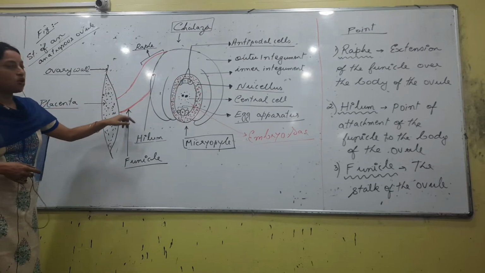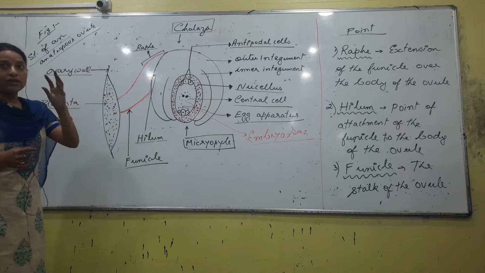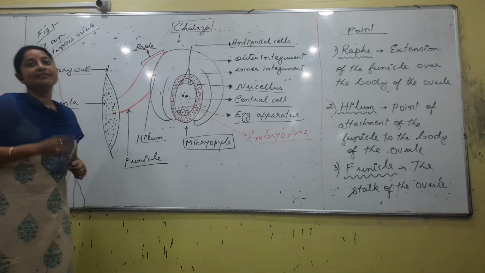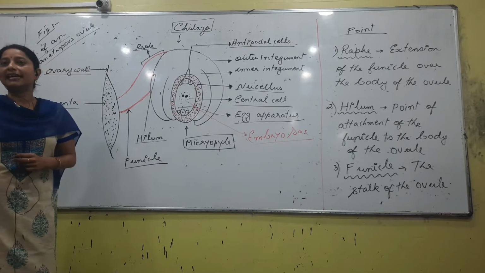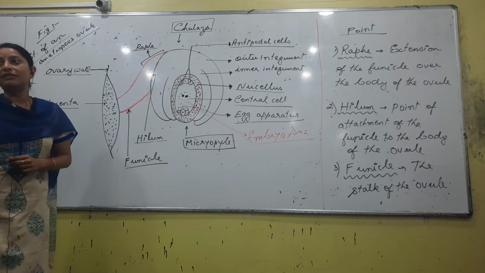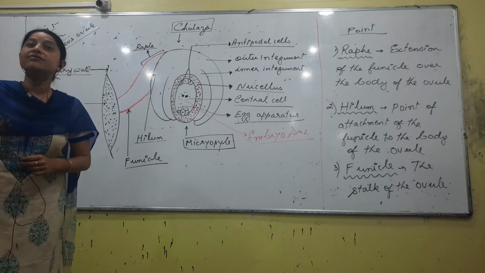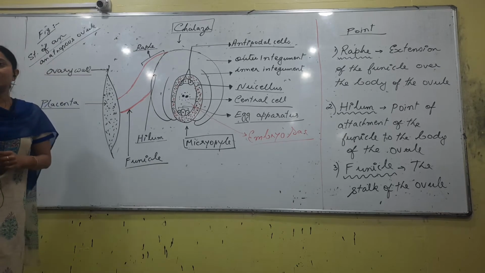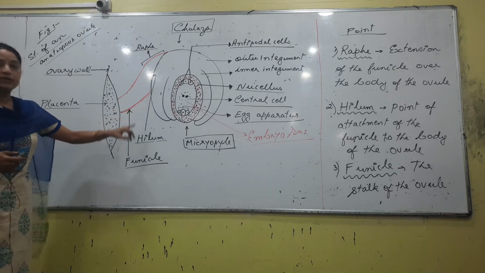What is funicle? The stalk of the ovule is called a funicle. If you are talking about an ovule, I think you have seen certain seeds with a stalk attached. The best example, most obviously seen, is in case of a lychee. A lychee seed is seen with a stalk, no? That stalk is called the funicle.